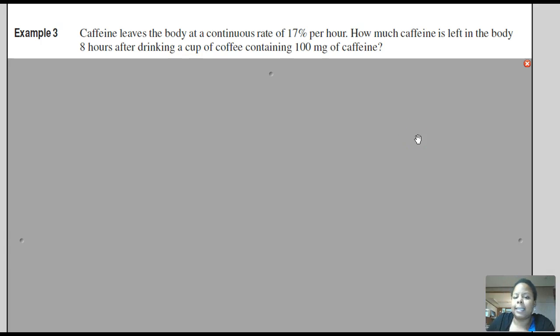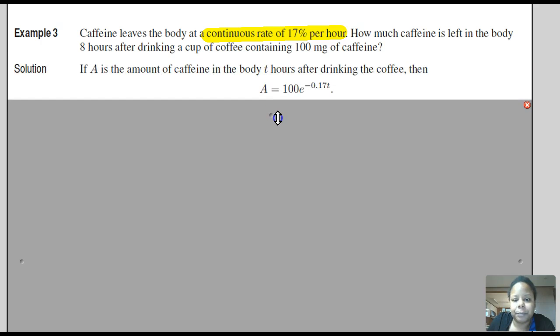Caffeine leaves the body at a continuous rate of 17% per hour. So that should be a hint. Continuous rate of 17% per hour. How much caffeine is left in the body 8 hours after drinking a cup of coffee containing 100 milligrams of caffeine? Well, because we saw the words continuous rate of 17%, that means we can write the exponential expression as A is equal to 100 times e to the negative 0.17t.